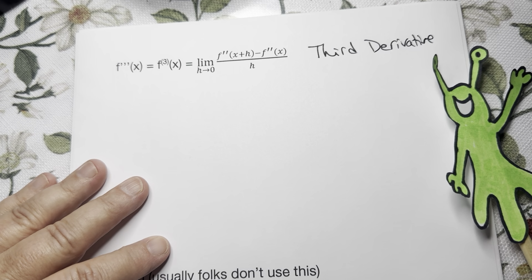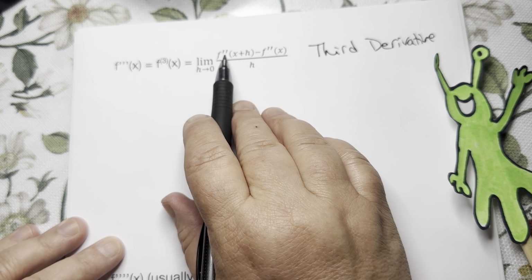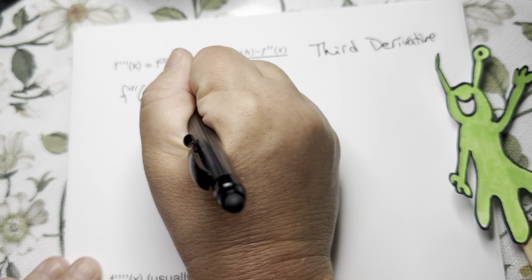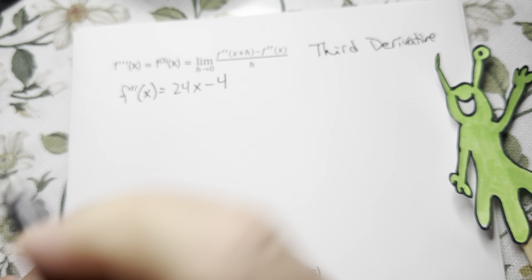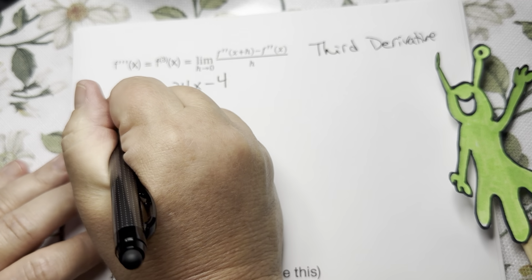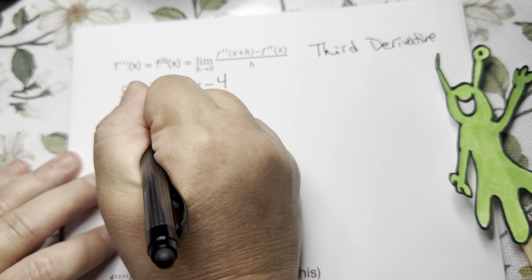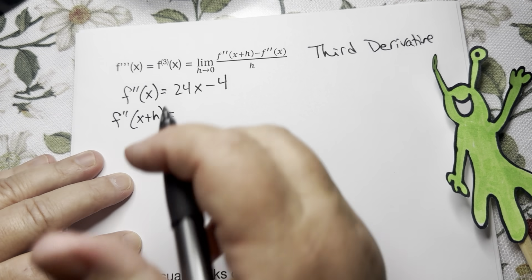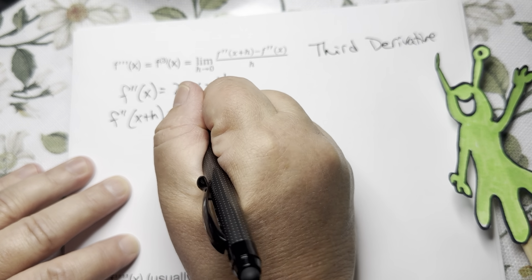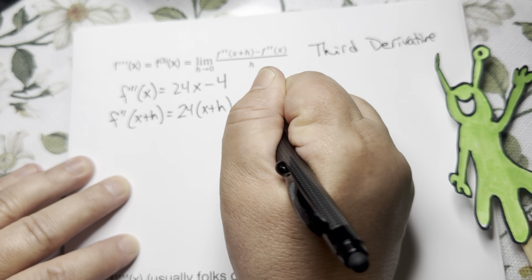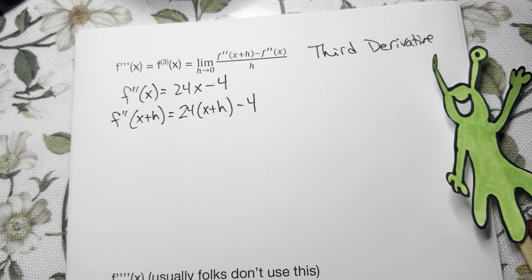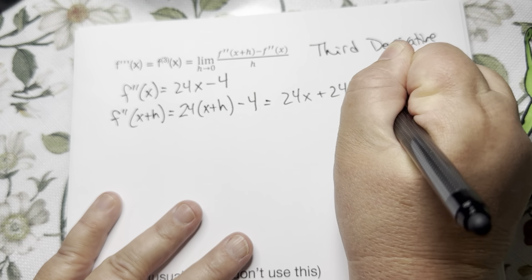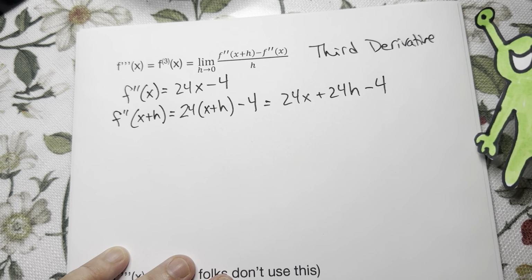And so we want to take the difference quotient of the second derivative. So what was the second derivative? The second derivative was 24x minus 4. Okay. So then what do we have to do? We have to take the second derivative of x plus h. Now, at each level, this is getting way easier, right? Because we're just going to take whatever was x, and now it's going to be x plus h. And we don't need any fancy tools for this. This is just going to be 24x plus 24h minus 4, right?